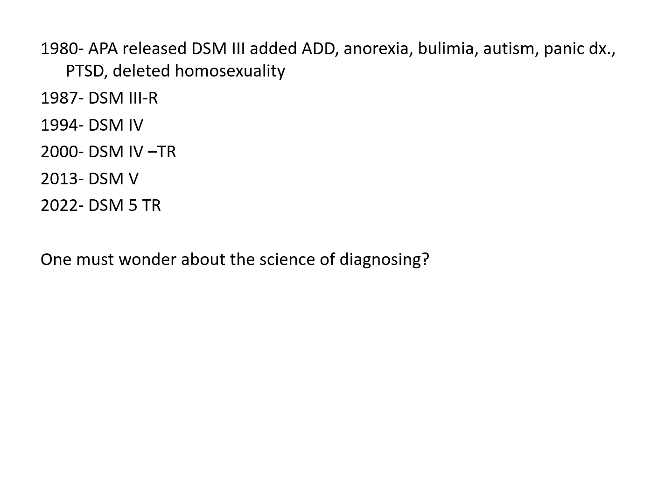And then in 1987, the DSM-3R came out. In 1994, DSM-4. 2000, the DSM-4-TR. In 2013, DSM-5. And then in 2022, DSM-5-TR. I have the 2013. I don't have the TR version. So, one must wonder about the science of diagnosing.